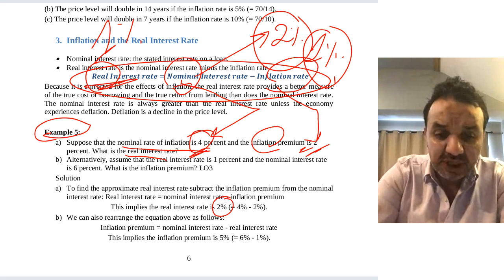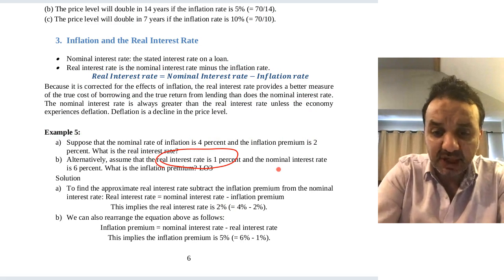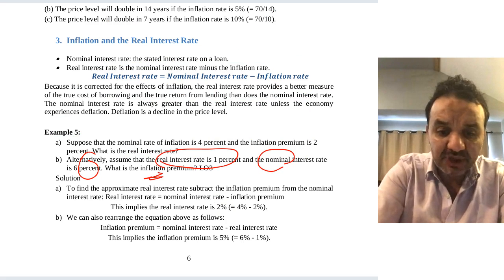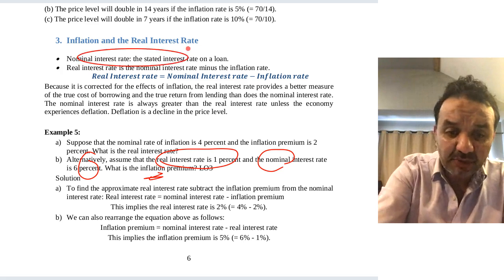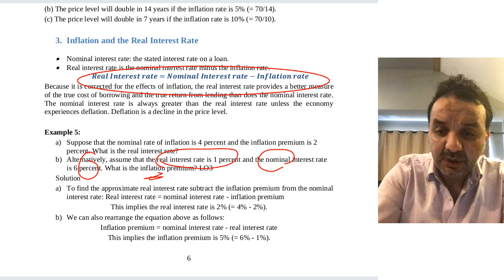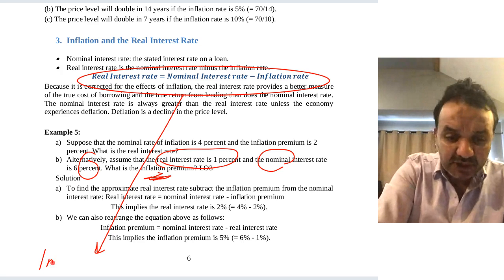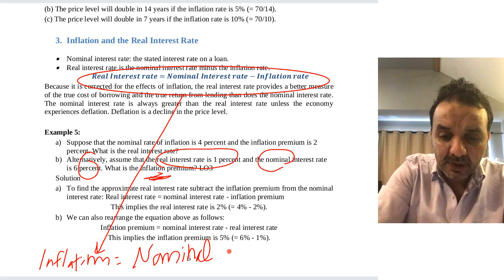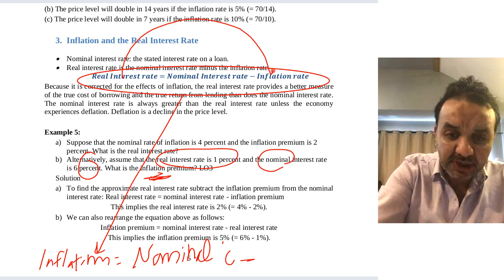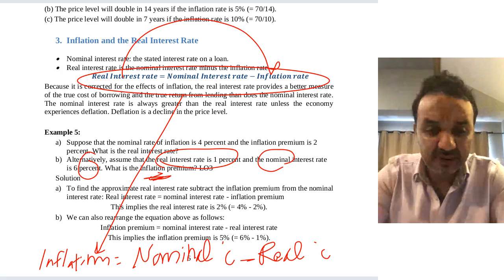Next question: now assume that the real interest rate is 1% and the nominal is 6%. Here in this question, I'm asking about the inflation. So let's see this formula again. Let's rearrange this formula, since I'm asking about the inflation. If we bring the inflation to the left-hand side, inflation equals the nominal interest rate, and let's bring the real interest rate to the right-hand side, so minus the real interest rate.